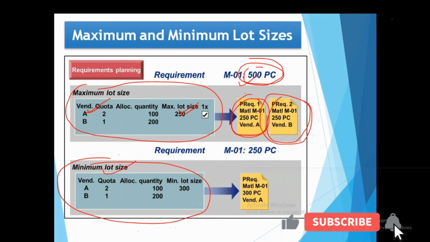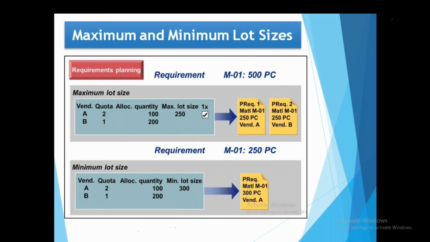But I don't want to do that, because my maximum lot size itself is 250. More than 250 I should not allow. I don't want to procure more from that vendor. So at that time you will maintain this 1x indicator. If you maintain this, a 250 quantity purchase requisition will be created for vendor A, and the remaining 250 will be created for vendor B, because we maintained this 1x.